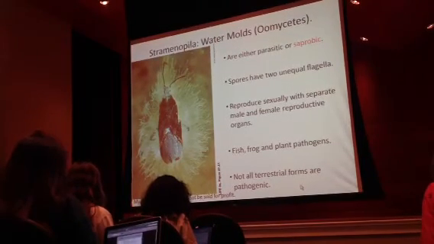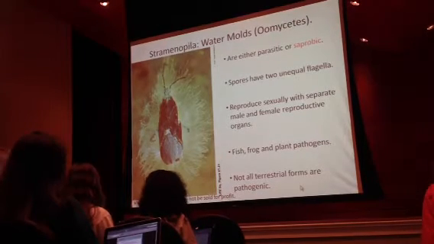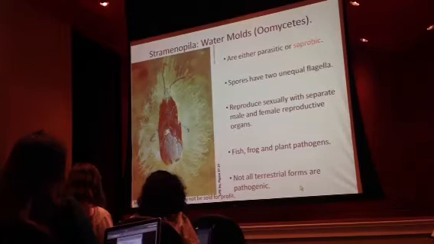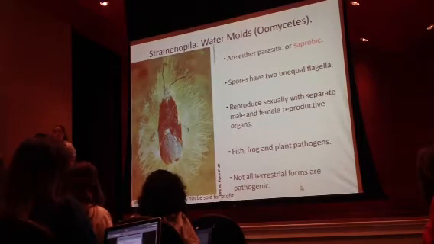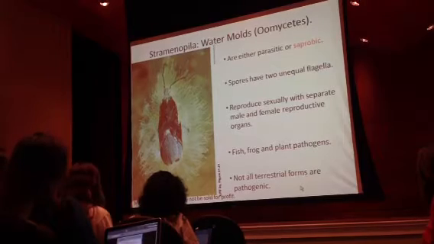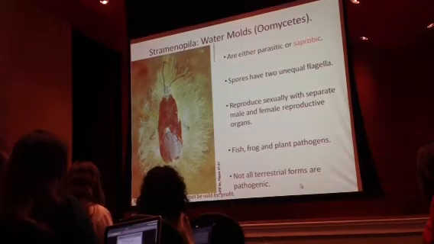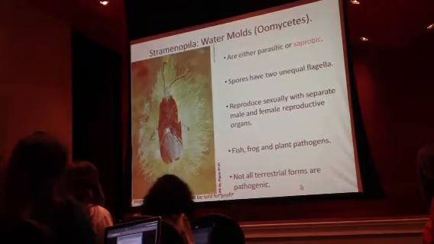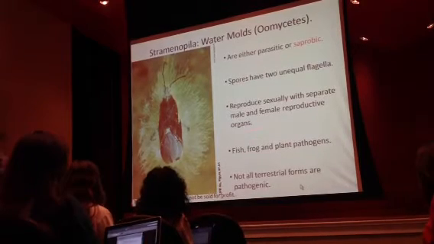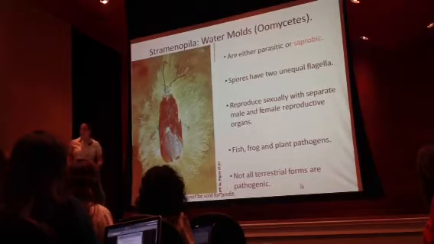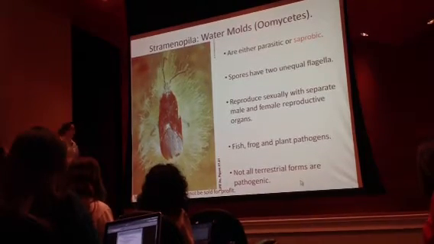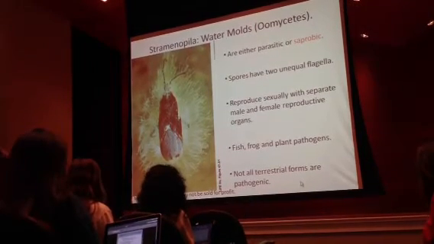What did we say saprobic meant? They decompose things. They're the decomposers of the group. Okay? They have two unequally sized flagella when they produce spores. They reproduce with separate male and female organs. We haven't seen this yet. This is the first instance in the tree of life where we've seen reproductive organs that are male and female. Okay? And a lot of these are pathogens.